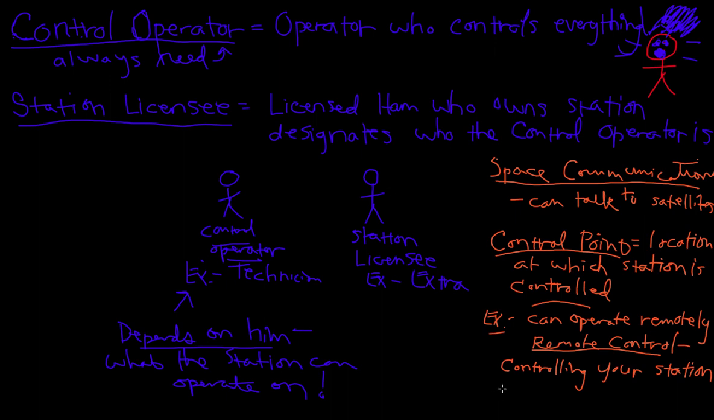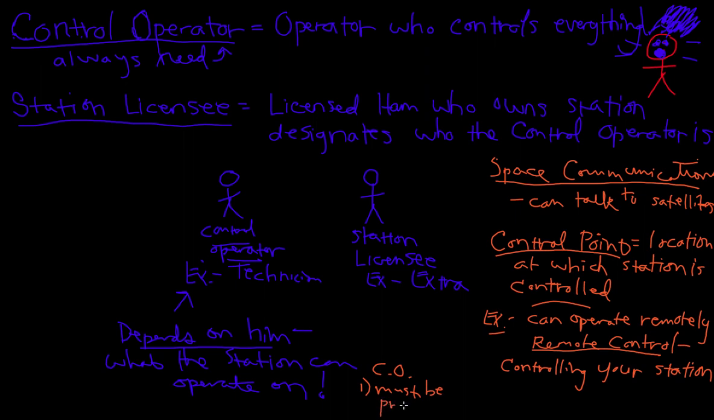Now, because of the ham radio exam and the questions on it, there are 3 rules you have to remember for remote control. The first rule is that the control operator must always be present at the control point during remote operation. You can't just walk away from the controls while your station's operating. So the control operator must always be present at the control point.